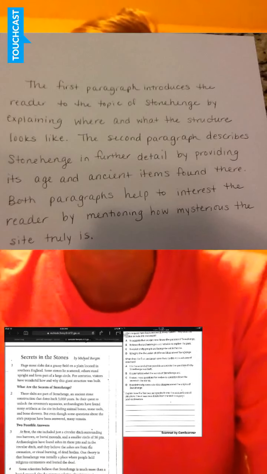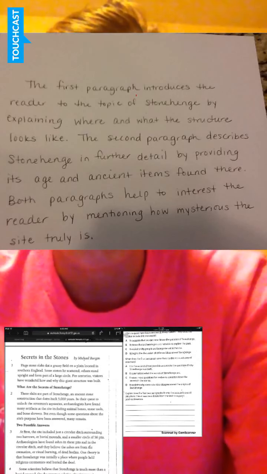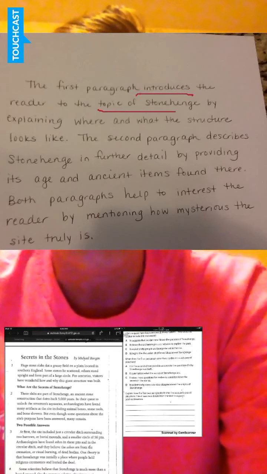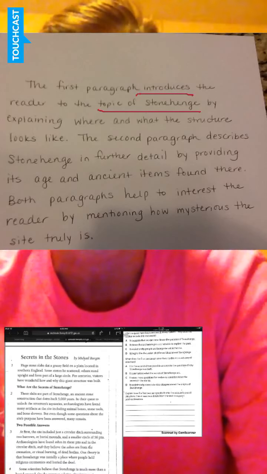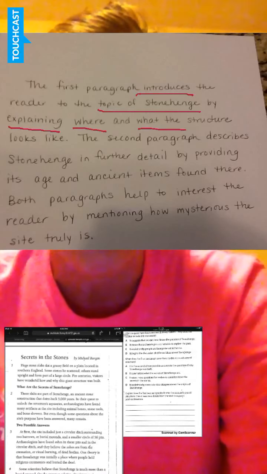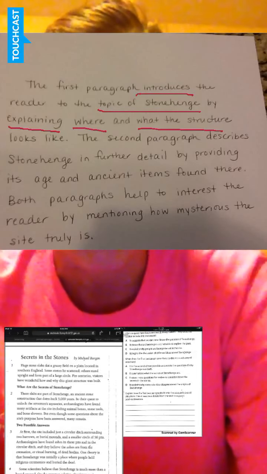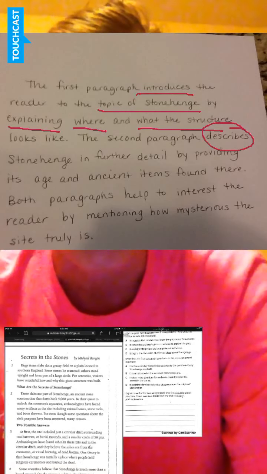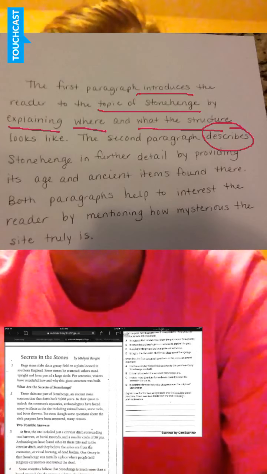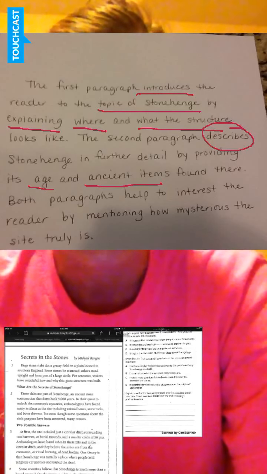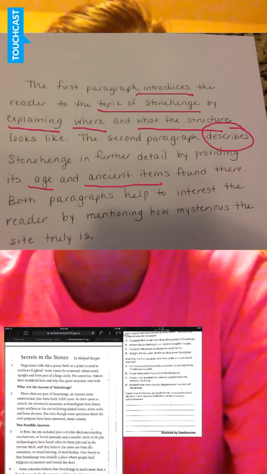What I've done there is, first of all, I've used key buzzwords. Introduces the reader. Topic of Stonehenge. I'm making it specific to the passage. Explanation. Where and what the structure looks like. So I'm making sure I'm being specific to the passage. Then the second paragraph, notice I'm using a text structure word. Describes Stonehenge. And then I'm giving exact details that are paraphrased. Age and ancient items found there.